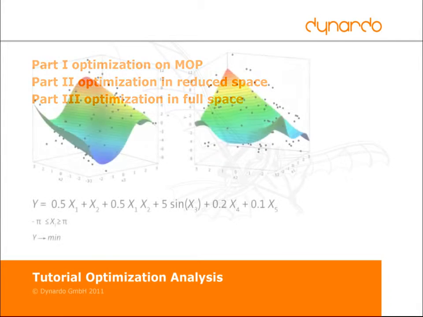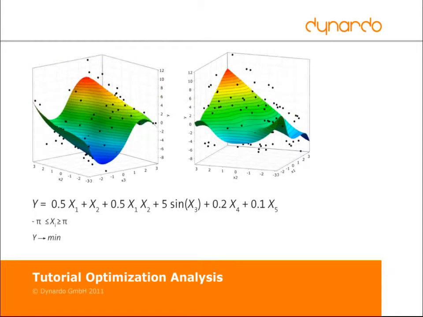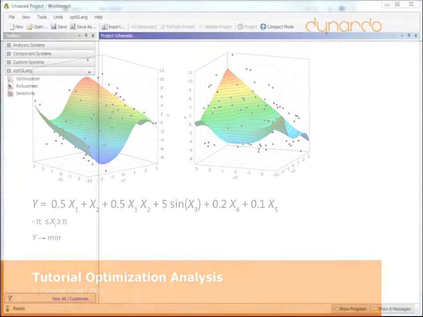The example task shall be to minimize the response of a nonlinear analytical function with 5 parameters. The limits are plus and minus pi. The optimization scope contains no other constraints. In order to accomplish the task, the optimization module within optiSLang inside ANSYS Workbench will be used.